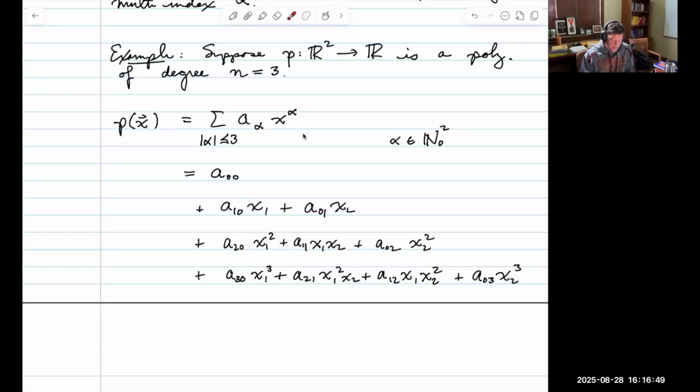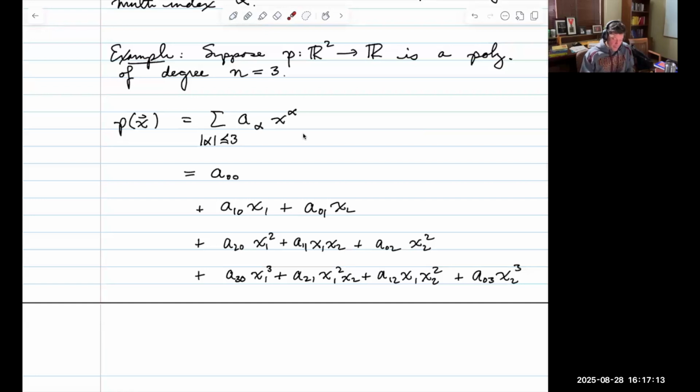A1,1, what is that associated to? Well, that's the multi-index 1, 1. So that's going to be x1 to the 1 power, x2 to the 1 power, or the first power. What about the third one? The third one is alpha equals 0, 2. So that's x1 to the 0 power, x2 to the 2 power, the second power.